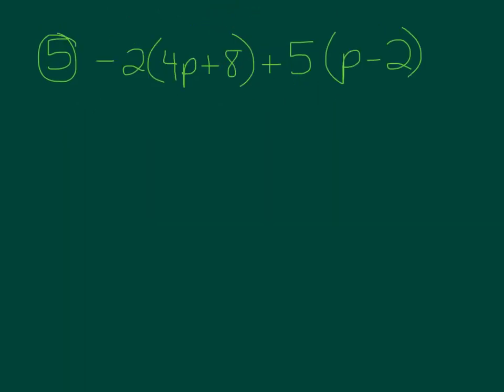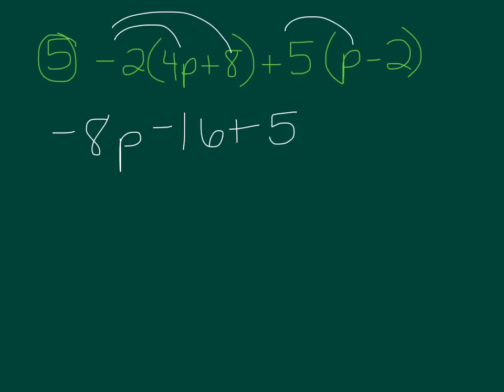All right, here's another one. If we look here, we already have a plus sign, so we don't need to worry about switching our signs at all. Okay, so we can go ahead and start distributing. Negative 2 times 4p gives us negative 8p. Negative 2 times 8 gives us negative 16. Plus 5 times p gives us 5p. And 5 times 2 is 10, and since it's minus 2, we say minus 10. Or plus a negative 10 would work as well. So we could say plus a negative 10. Either way you write that would have been fine. And same thing here, plus a negative 16 would have been fine here as well.